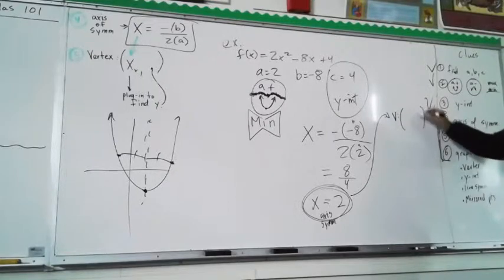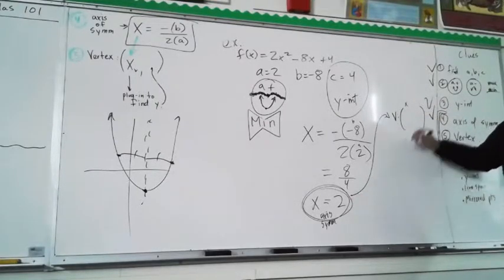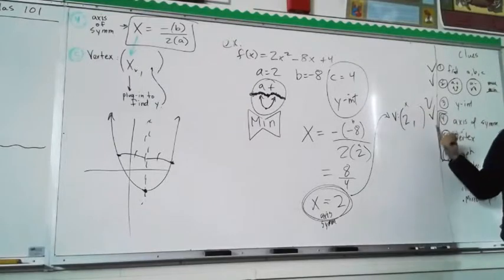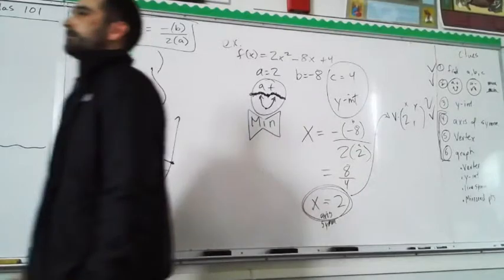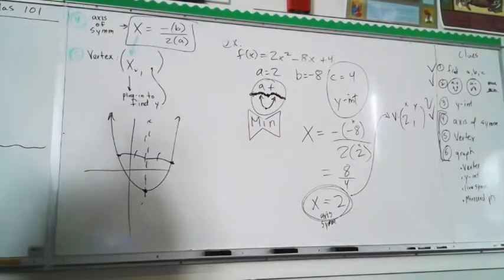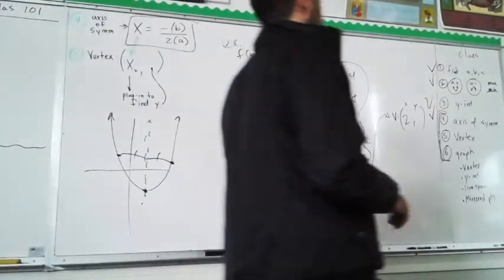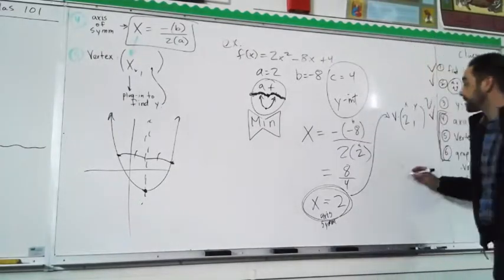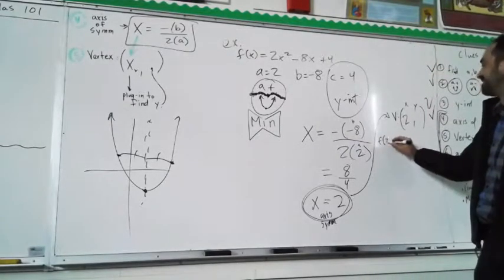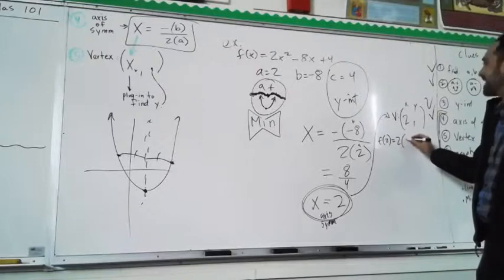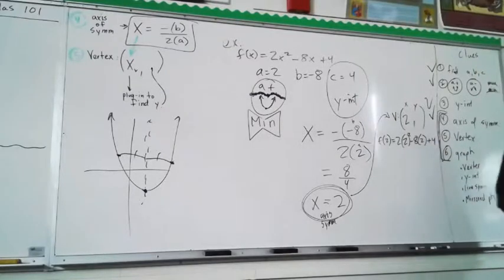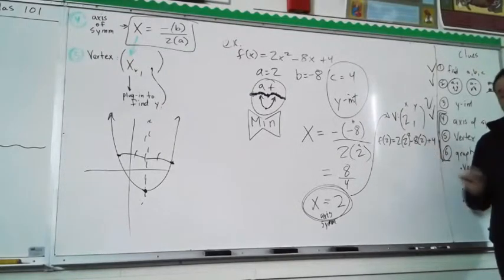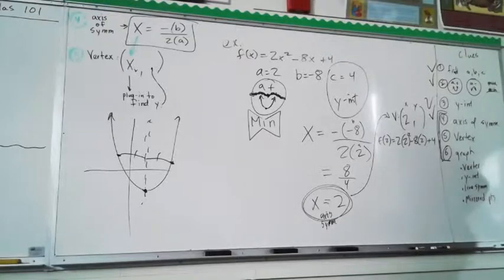So what I can do is, if I'm looking for my vertex, I know that the x value for that is 2. If you know the x value, what do you do in order to find what the y value would be? Plug it in. Right? Plus 4. You see what I did? Just plugged in 2. A lot of folks are missing it right here. A lot of folks are missing this part of the problem.